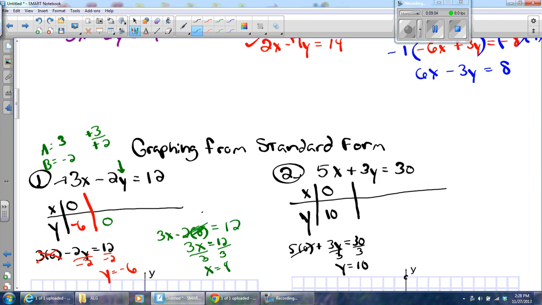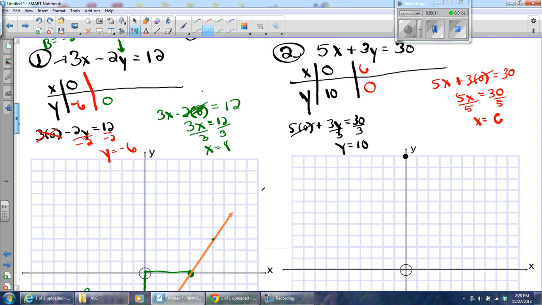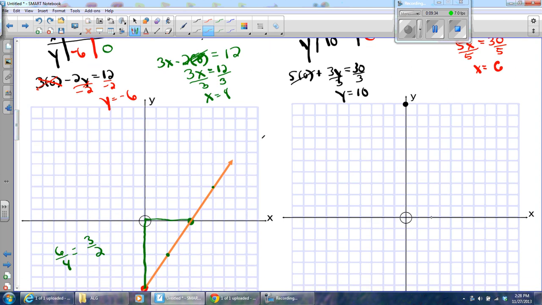My y-intercept is at 0, 10, which ends up being right there. To do the x-intercept, I'm going to put 0 in for y. And when I do that, I'm going to get 5x plus 3 times 0, which equals 30. Those cancel. 5x equals 30. Divide by 5. X will equal 6. Okay, so now I can graph 1, 2, 3, 4, 5, 6.